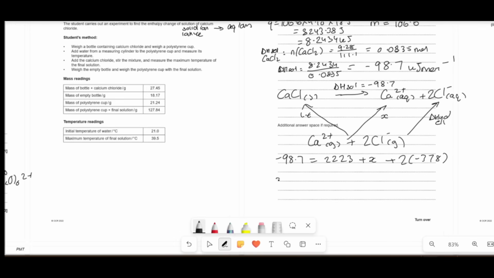So therefore, X is going to equal minus 98.7 minus 2223 minus 2 lots of minus 378. If we do that, we should get minus 1565.7, which is roughly minus 1566 kilojoules per mole. Done and dusted. That's how you do them every single time.